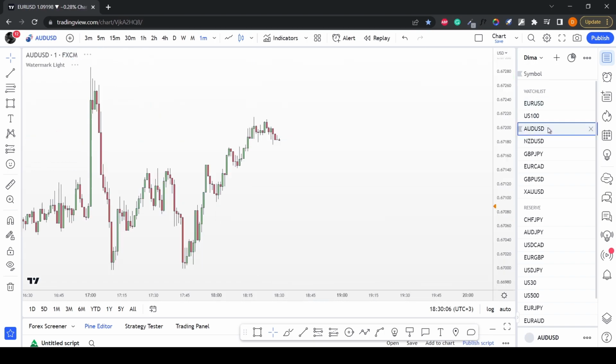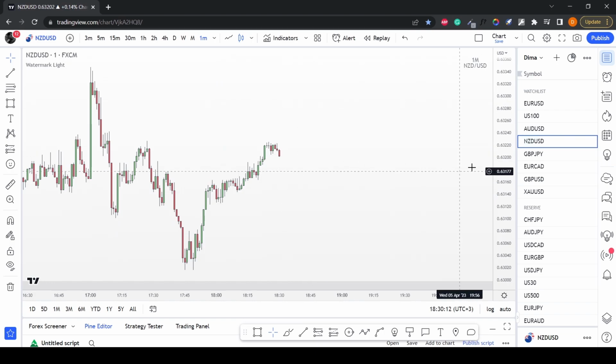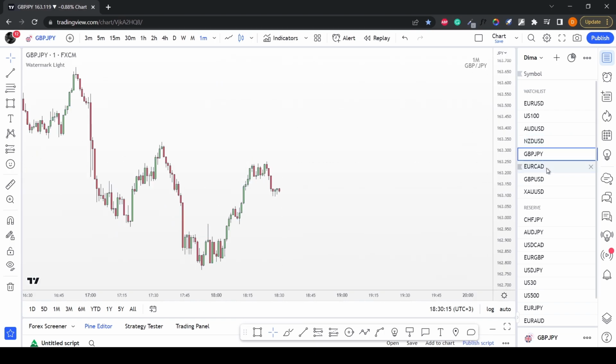USD is kind of dead. AUD started to move up, but I don't like these zones, all mitigated. Same for New Zealand dollar.